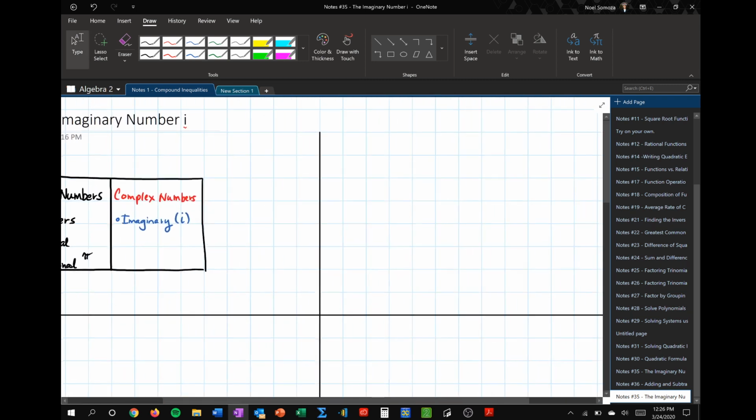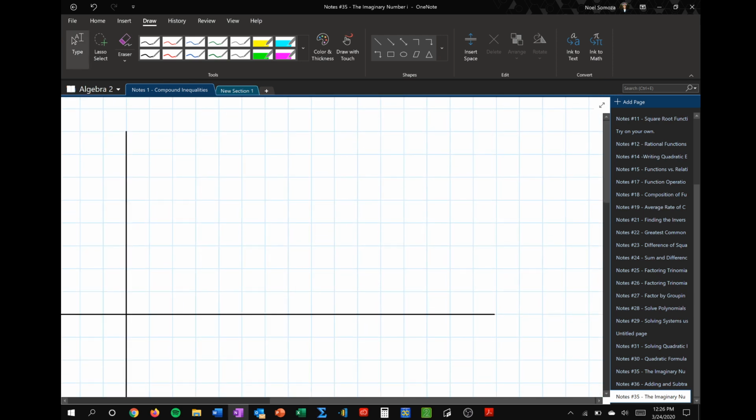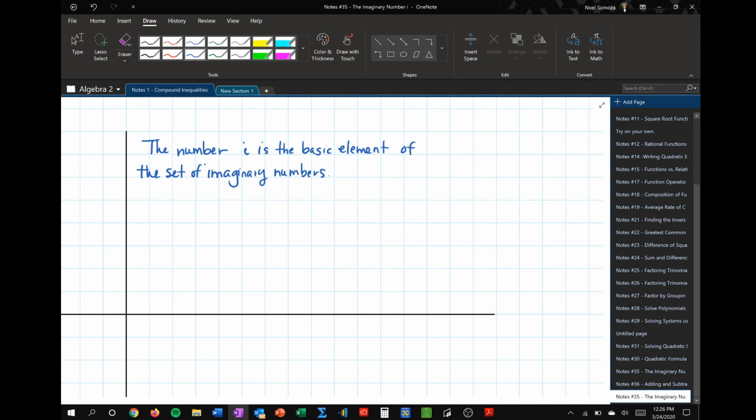Okay, all right, so quick definition here for what i is. The number i is the basic element of the set of imaginary numbers. Okay. So basically i is like the foundation. It's like the building block. It's like the number 1, basically, right? Number 1 is like the most foundational number in the real numbers. Well, in this case, i is the most foundational number in the imaginary numbers.